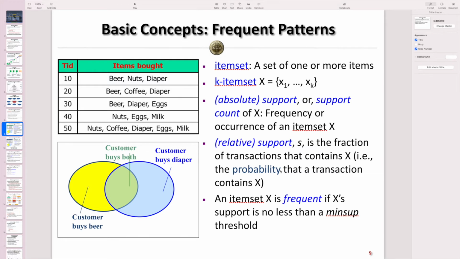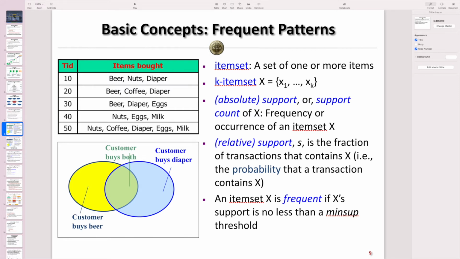How about its relative support? Because we have 5 different transactions, 3 of them contain beer and diapers at the same time. Therefore, its relative support will be 3 over 5, which equals 0.6. So the relative support for the beer, diapers item set is 0.6. And we can name this pattern as frequent if this is larger than the min threshold. If we define the min support threshold to be 0.5, then we can define beer, diapers to be a frequent pattern, right?